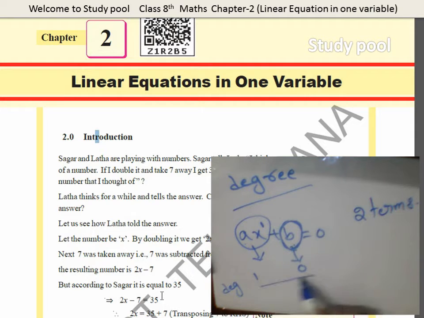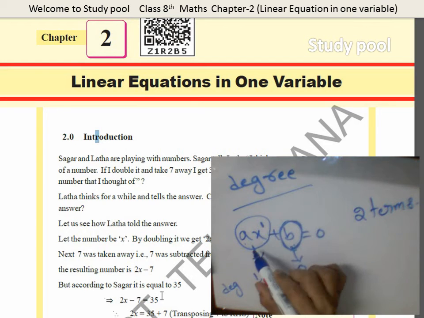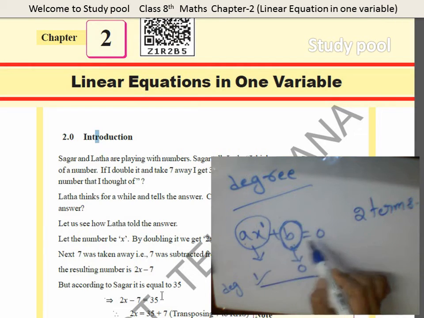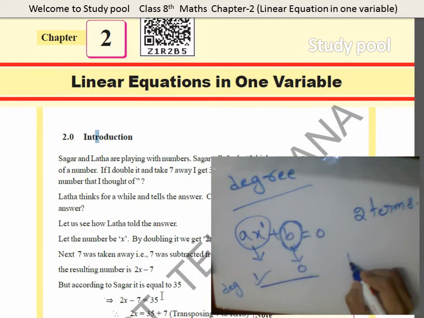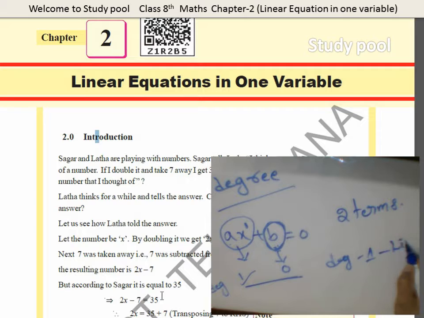Now what is the highest between these two, 1 or 0? 1. Therefore the highest degree of an equation is called the degree. What do we call a degree? The highest degree of an equation. Here it is 1, so the degree of this equation is 1. So whenever the degree is 1, we call that one linear.